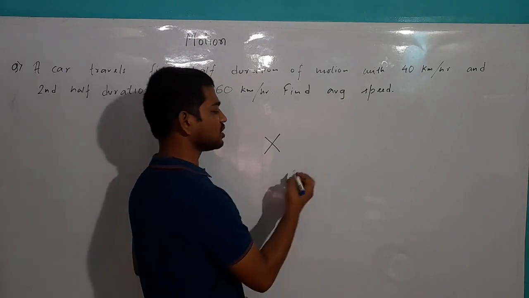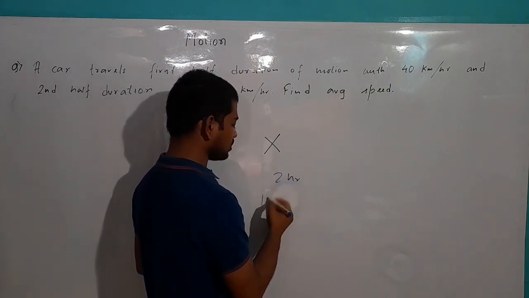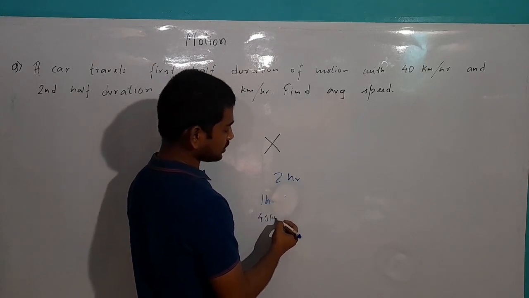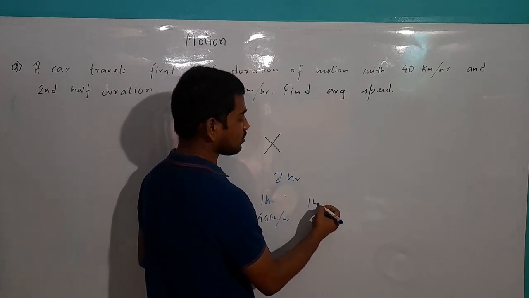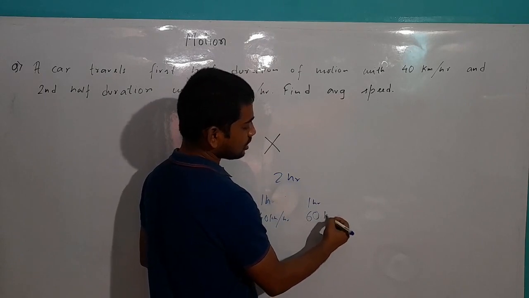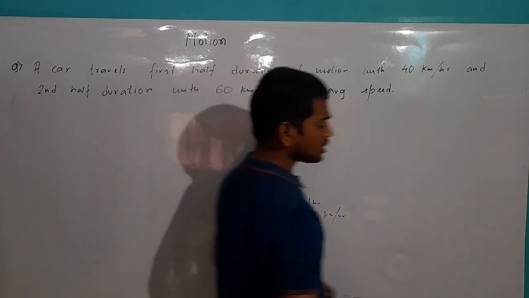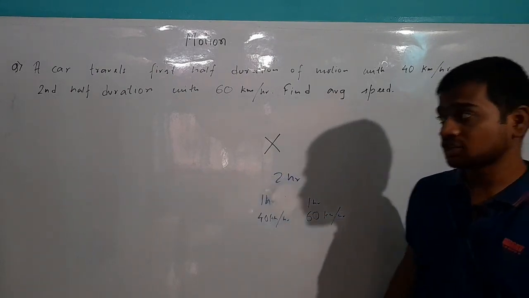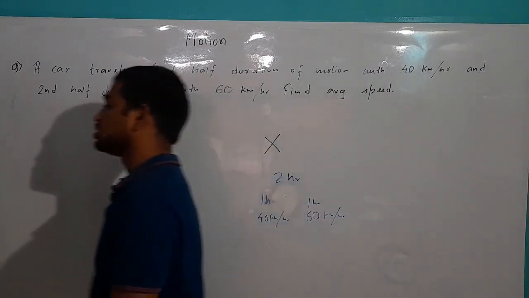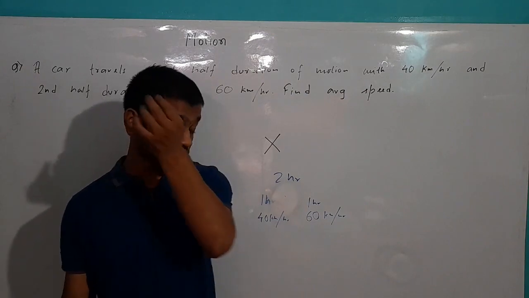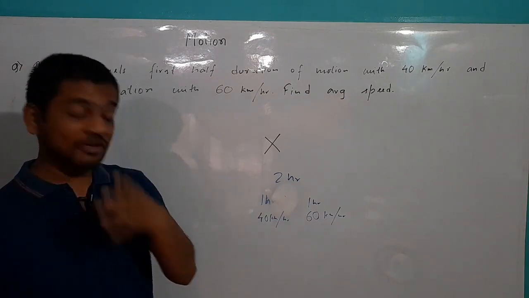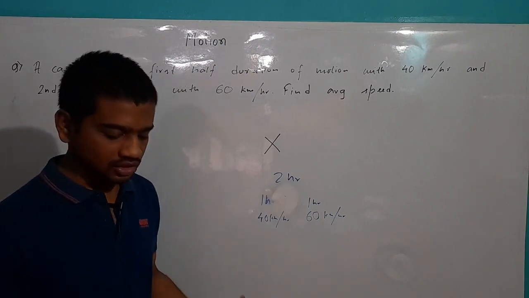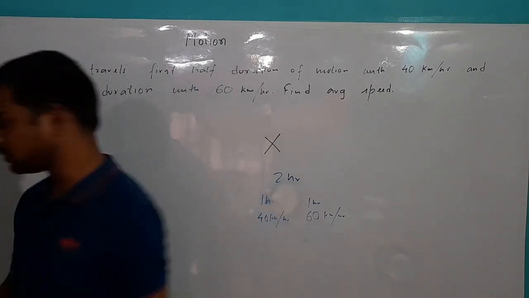Suppose the journey is of 2 hours, so the first 1 hour is traveling with 40 km per hour, the second 1 hour is traveling with 60 km per hour. I'm just giving you an example here. It's not mentioned in the question what the total duration was, so first of all we cannot assume it to be 2 hours. I'm just using this so that you understand what first half duration and second half duration mean.